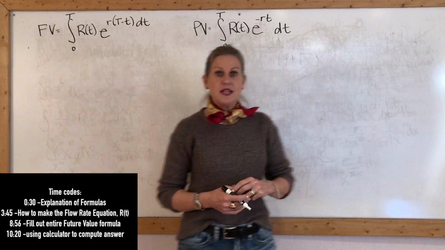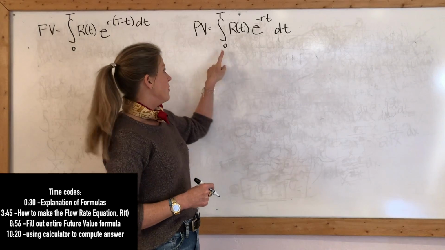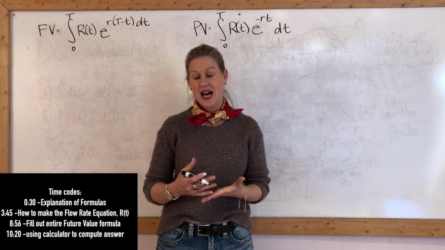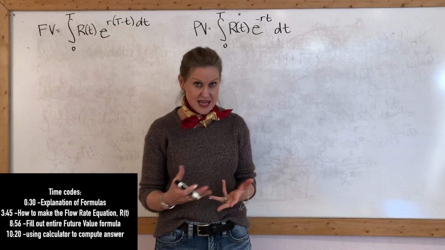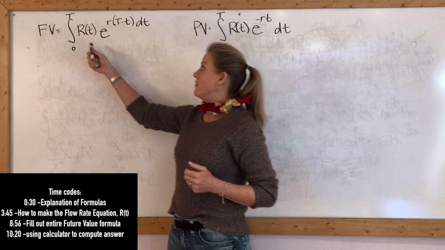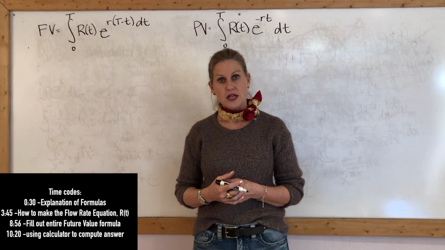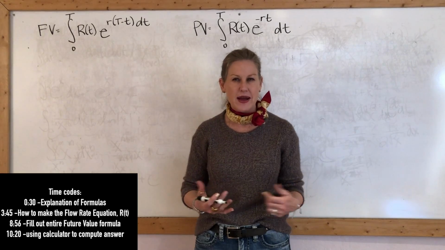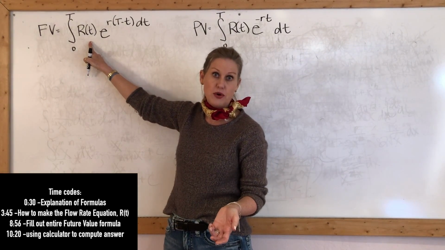When you're doing these, please note you will need to know both of these formulas. They are both antiderivatives. Both of them have a 0 on the bottom and a capital T on the top, which represents the length of time that will elapse for this particular amount of money or investment to be invested. They both have a function called R of T, which is called the flow rate function, and you will be responsible for creating that. That might be the tricky part to this, is you have to construct this with clues from the written problem.